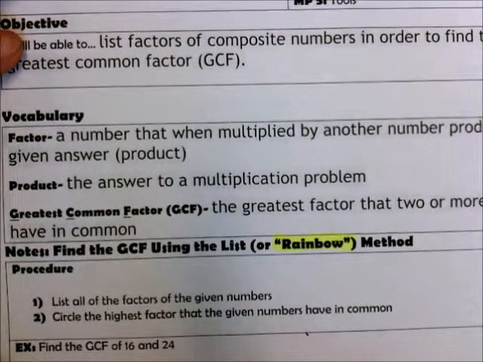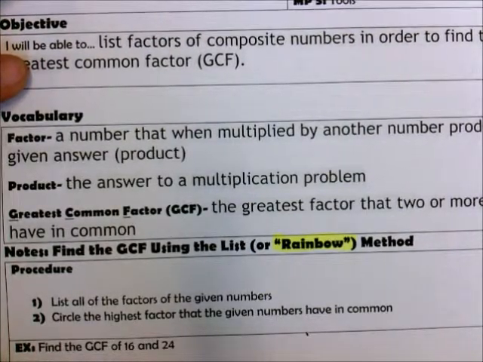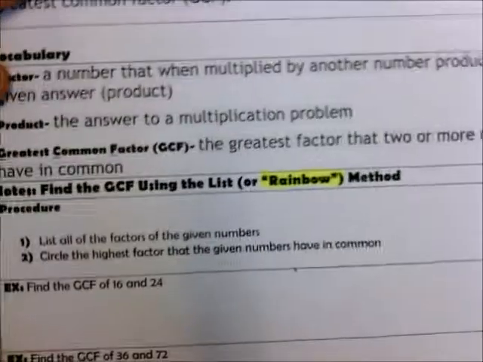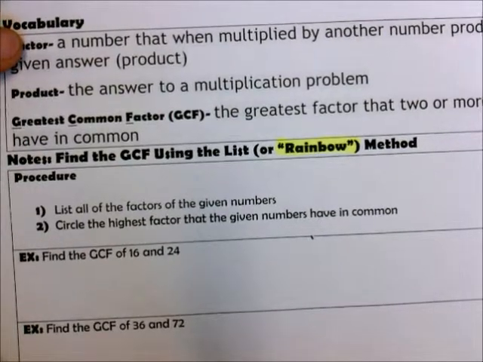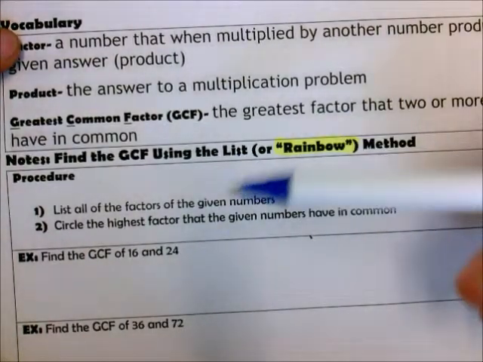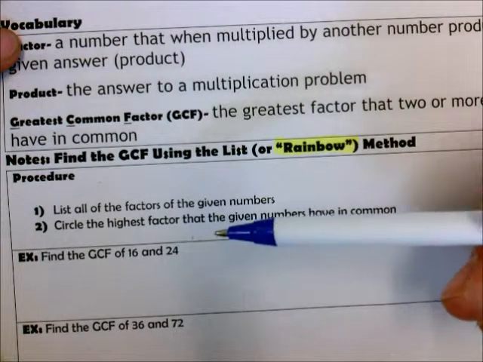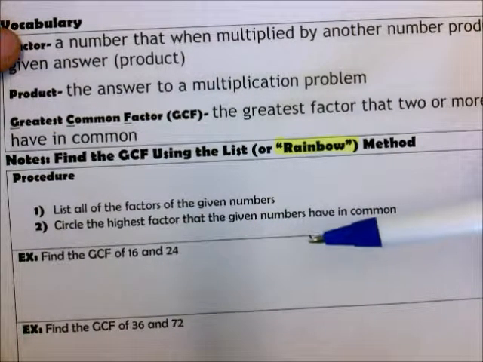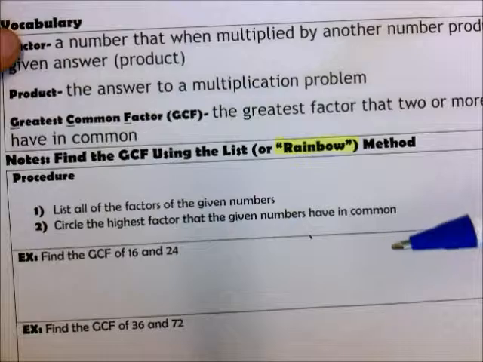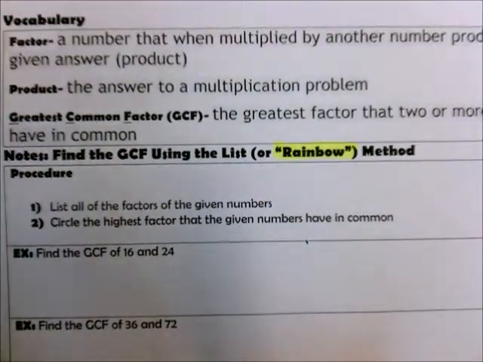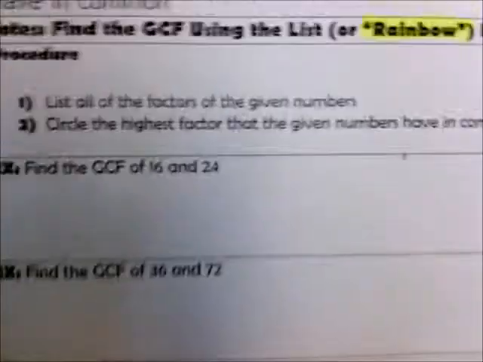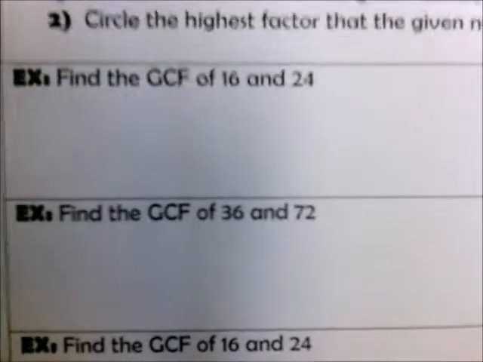Now, in order to find the GCF, we need to do two things. One, we need to list all the factors of our two numbers, and for our example here, we're using 16 and 24. Then we need to circle the highest factor that the given numbers have in common. So let's zoom in here a little bit.